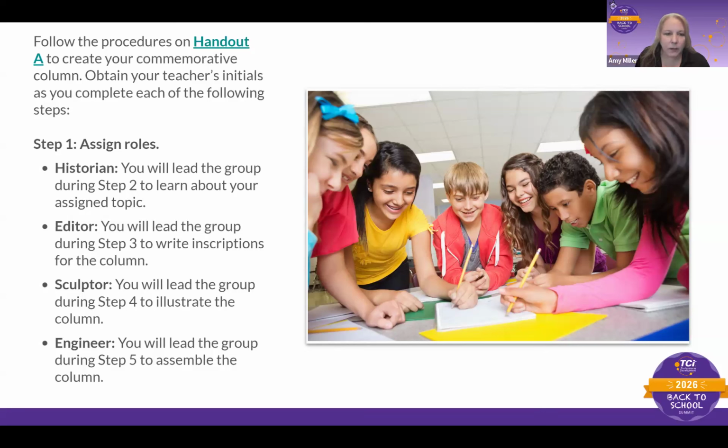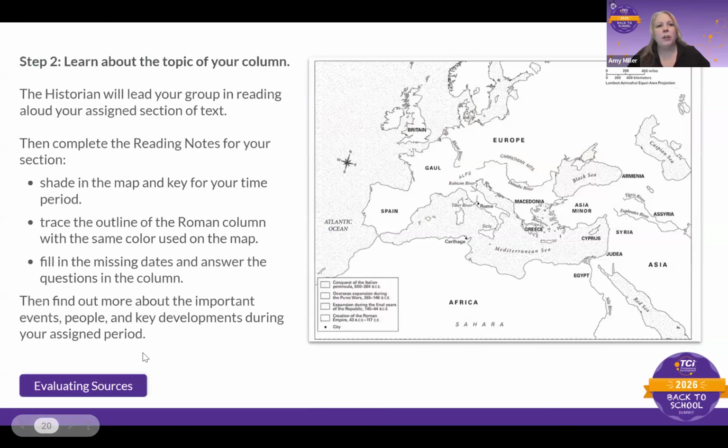There are different roles that get assigned for different TCI lessons based on what the activity is and what we're asking them to do. But in this particular one, these are the roles that are needed. And at each step of the way, the students are going to be the leader for the different steps of the activity. So in this particular lesson, they're going to learn about the topic that we assign to them, and the historian leads the group in reading about that particular Roman expansion time period. And you'll see we have some geographic connections here. And then they find out more about the important events, people, and key developments.